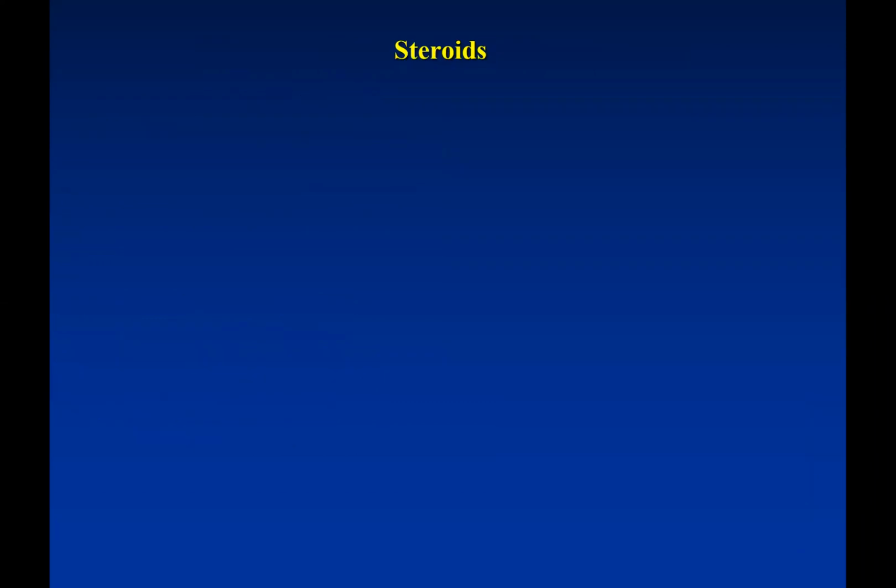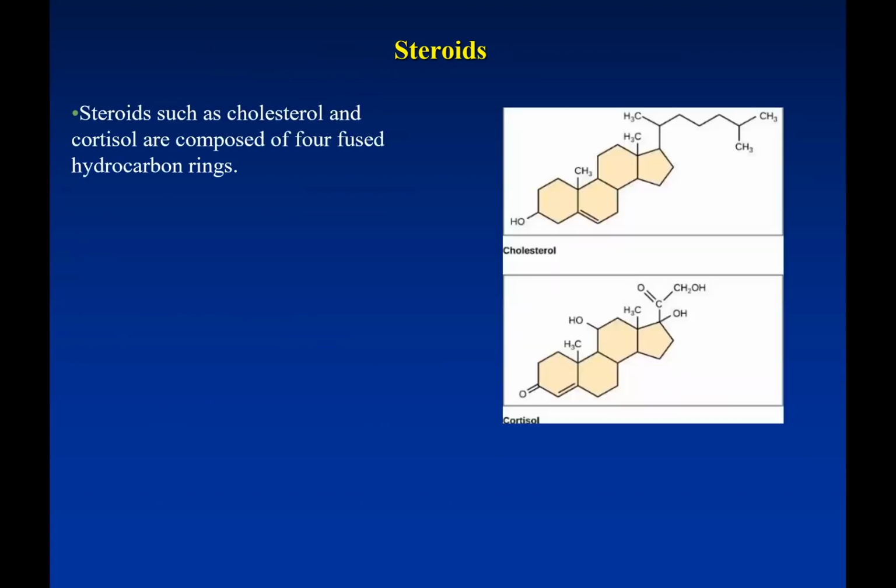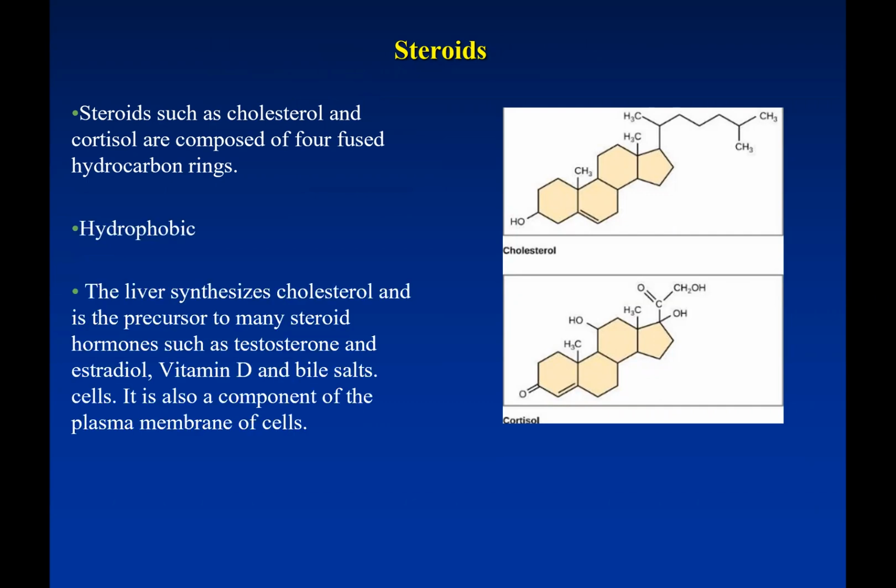The next group of fats and lipids is steroids. It has a cyclic structure, as you can see here. It's a 4-ring structure. Good examples would be cholesterol and cortisol. They are very hydrophobic.